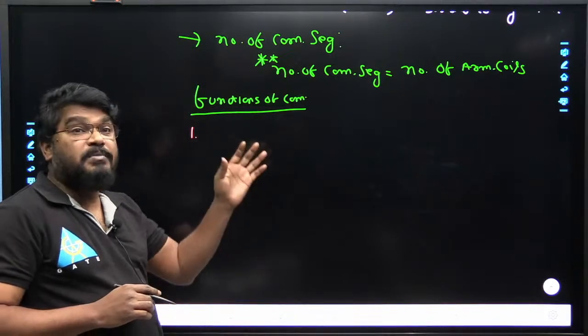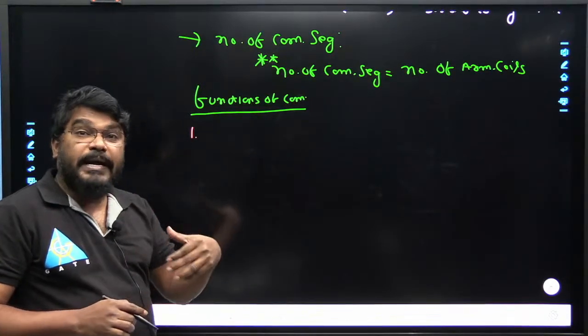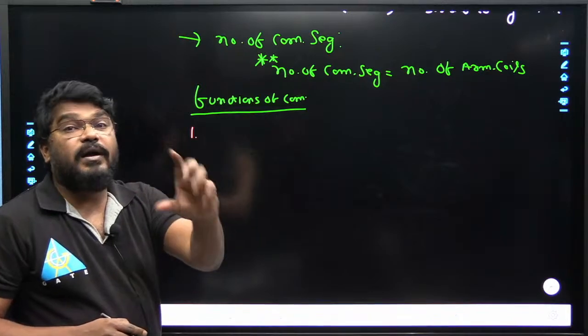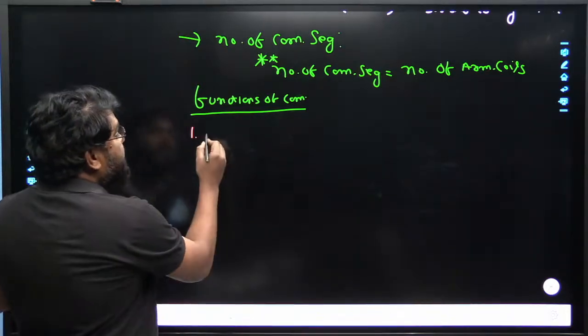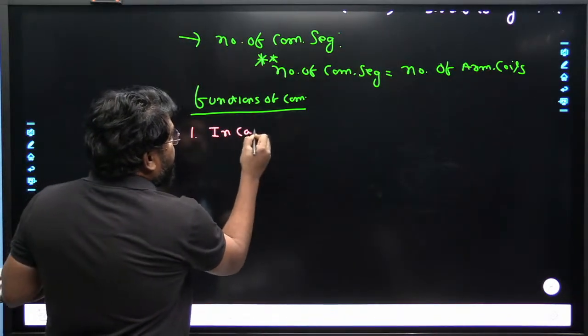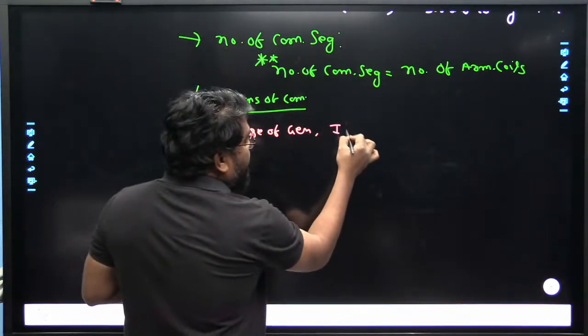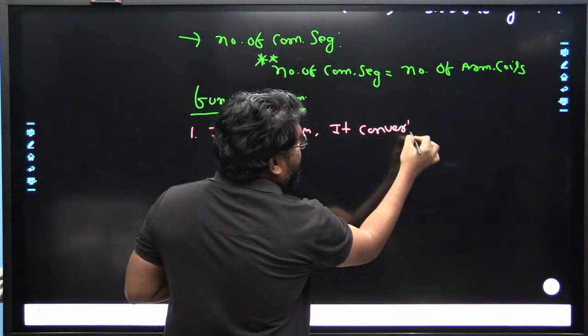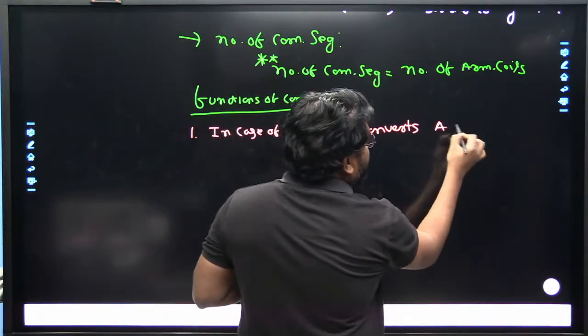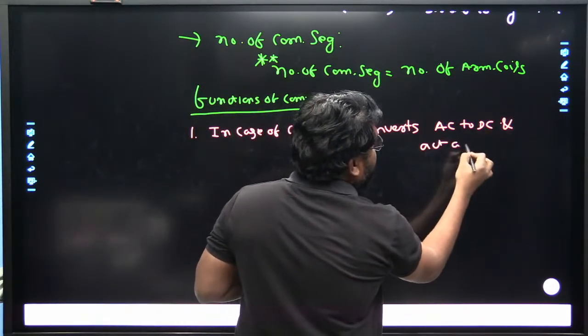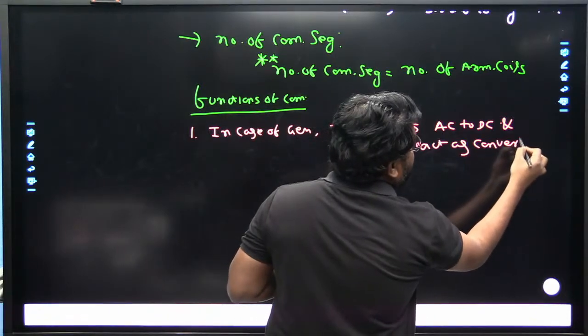Now in case of the motor, the commutator converts DC to AC and acts as an inverter. This is one function. In case of the generator, it converts AC to DC and acts as a converter here.